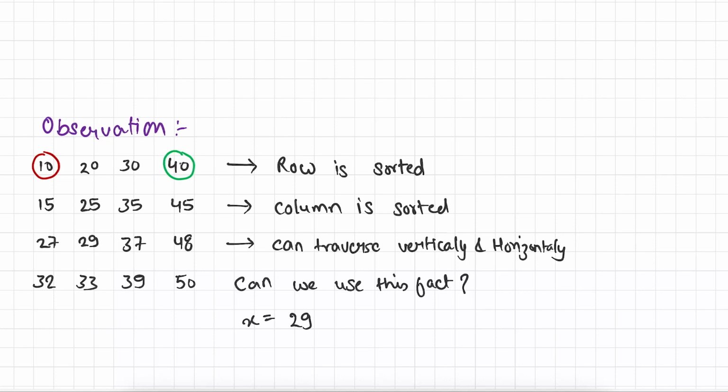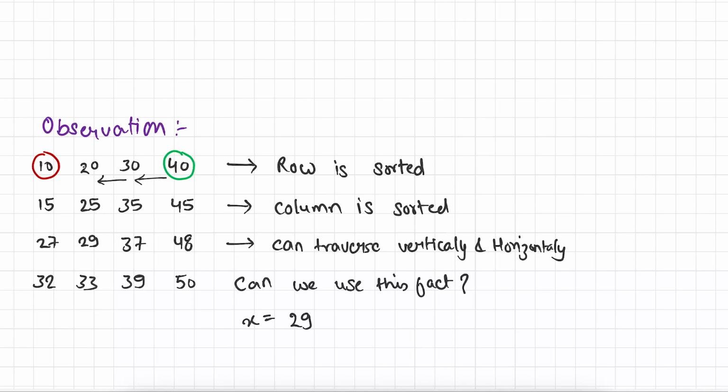Now we check if 40 is equal to 29. It is not. But 29 is less than 40, so we go to the left of it. Now we reach this position, 30. Now again we check if 30 is equal to 29 or not. This time it is not. So again we have 2 options, either to go to the left of it or to the bottom of it. As 29 is less than 30, we simply move left.